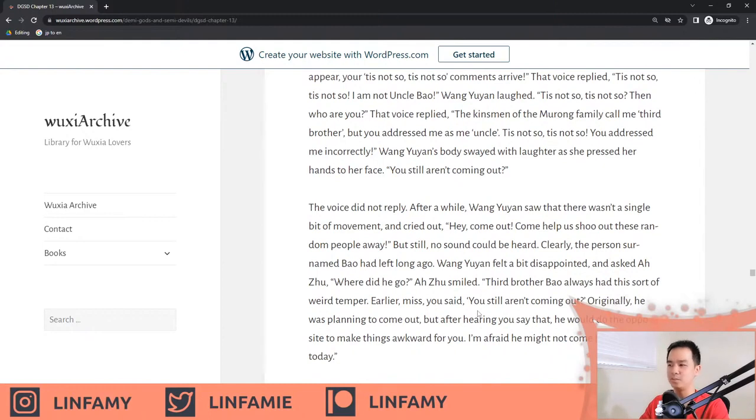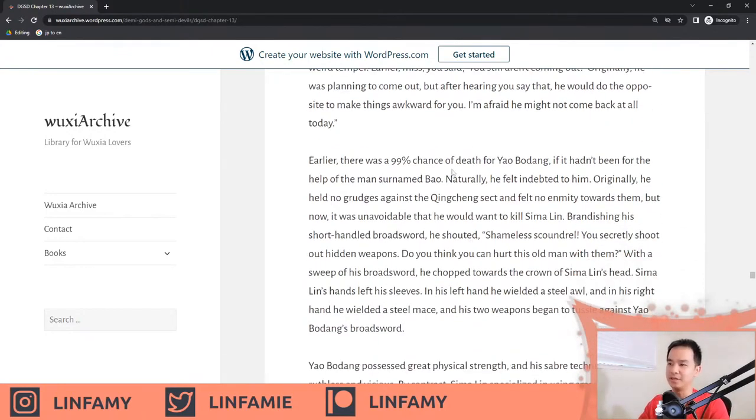Wang Yuyan felt a bit disappointed and asked Aju, "Where did he go?" Aju smiled. "Third brother Bao always had this sort of weird temper. Earlier, miss, you said you still aren't coming out. Originally, he was planning to come out, but after hearing you say that, he would do the opposite to make things awkward for you. I'm afraid he might not come back at all today."